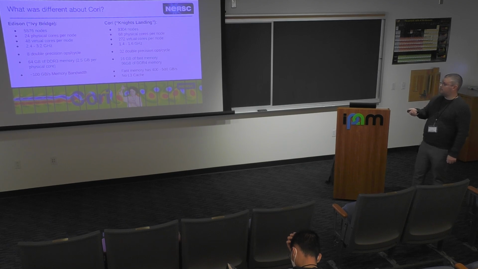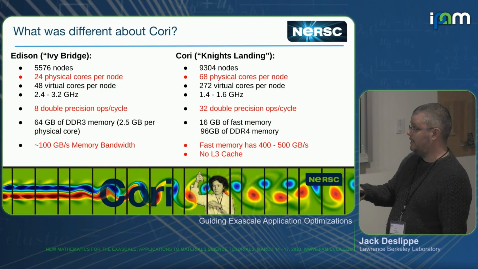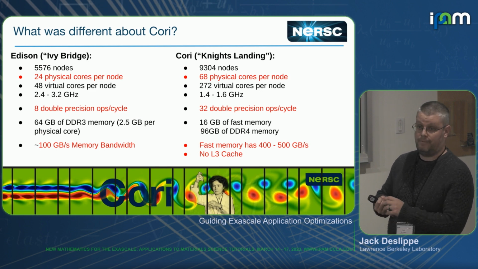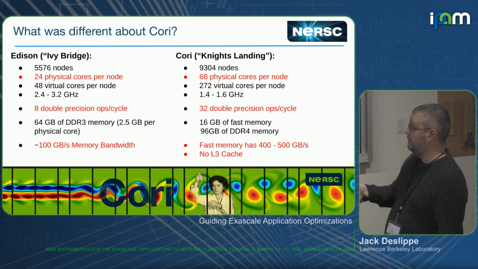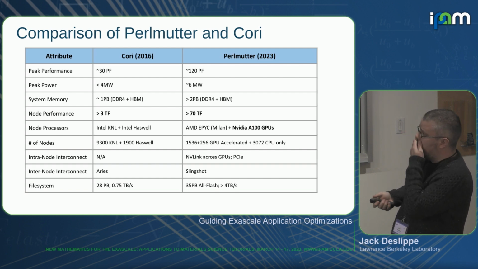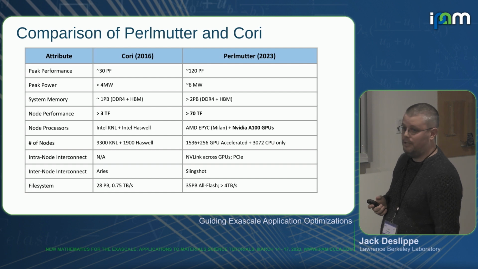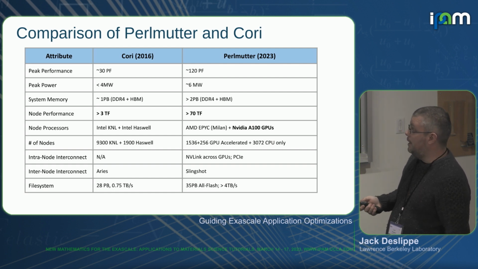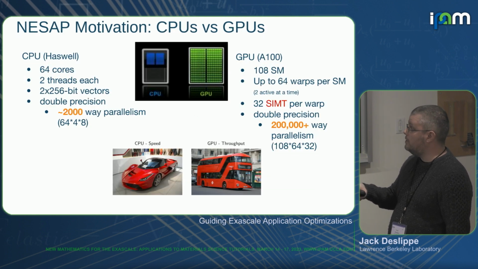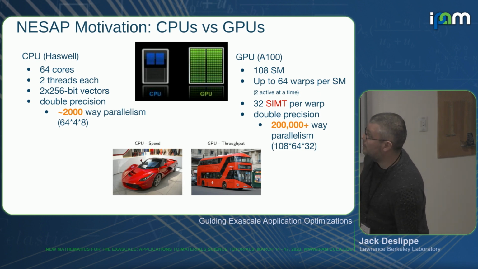And then the other significant difference was this addition of fast memory, which is similar to the memory on a GPU. We went from 100 gigabytes per second of memory bandwidth available on Edison to like 4 or 5 times that being available if you use the fastest tier of memory available on Cori. Then as we go to Perlmutter, this trend continues. We get a lot more performance per node, and it's largely coming from these A100 GPUs. And if I go on to the next slide, you can see the difference in parallelism available.